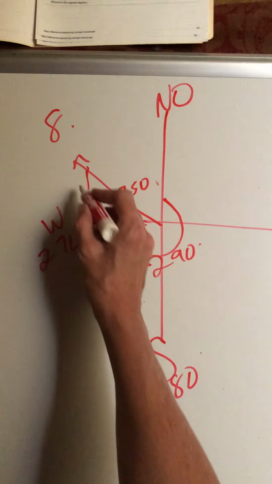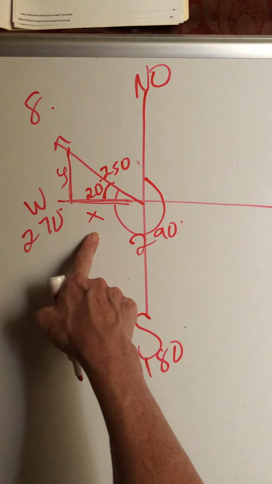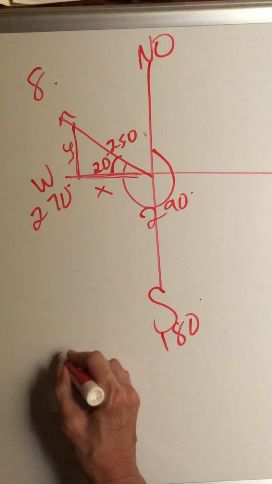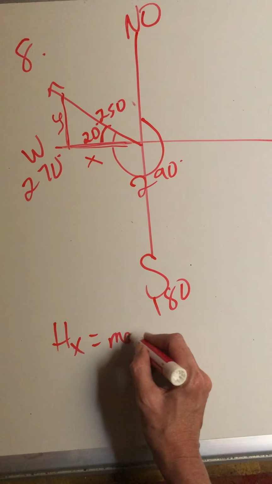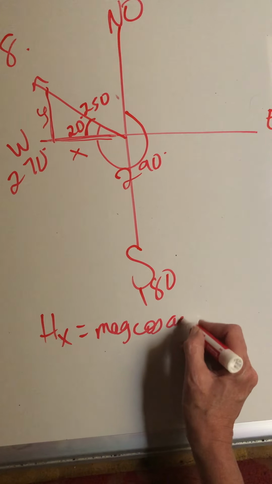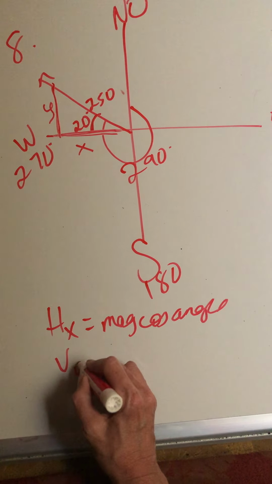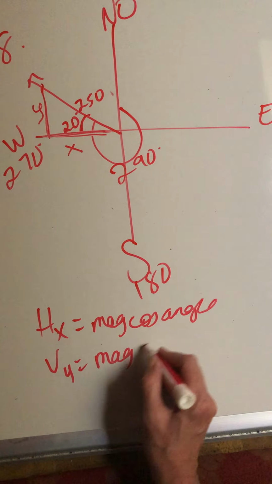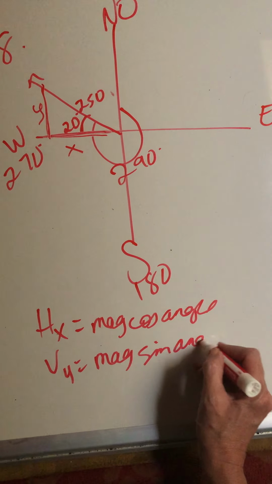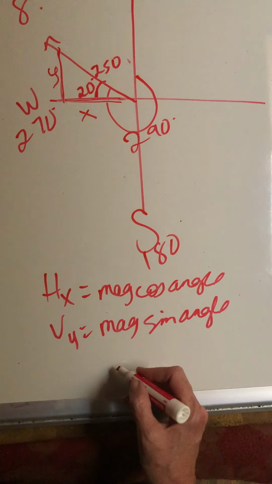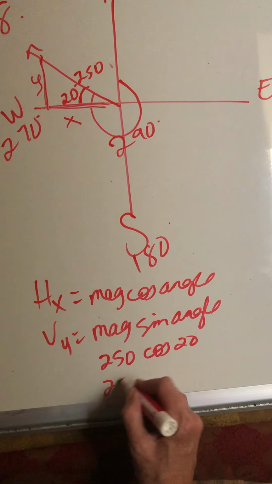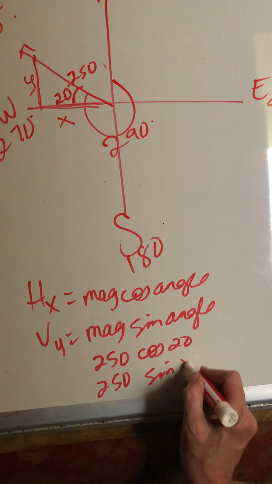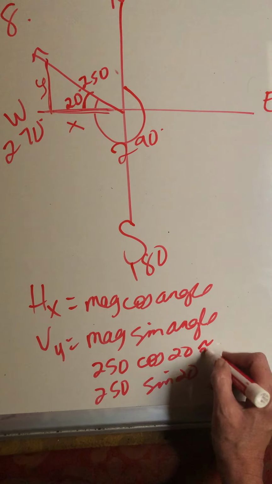And we want the westerly and northerly. So we want X and we want Y. We want horizontal and we want vertical, okay? So horizontal X is your magnitude times the cosine of the angle. And then your vertical Y is the magnitude times the sine of the angle. So we just plug in what we've got. Our magnitude is our speed, so 250 cosine 20 and 250 sine 20.